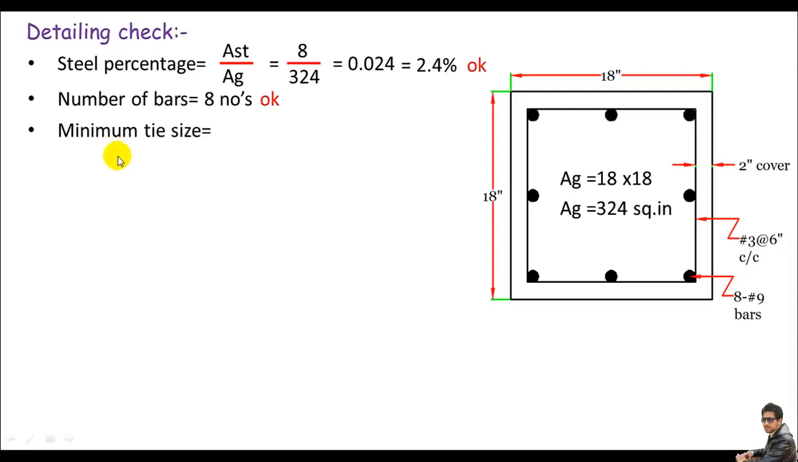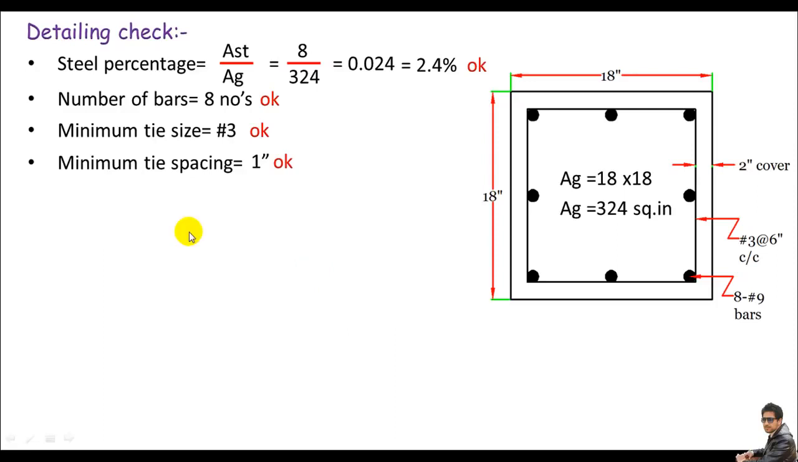Next is the minimum tie size, number 3. And look over here in the column, we have of course number 3. So we are also okay over here. And what's the minimum tie spacing? Of course, it's just 1 inch, right? Because here we have number 9, which is greater than 1 inch. So I'll take 1 inch. And we have 6 inches center to center, which is greater than 1 inch. We are also okay over here, right?